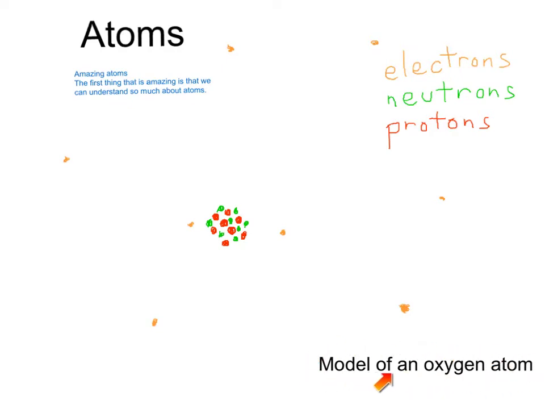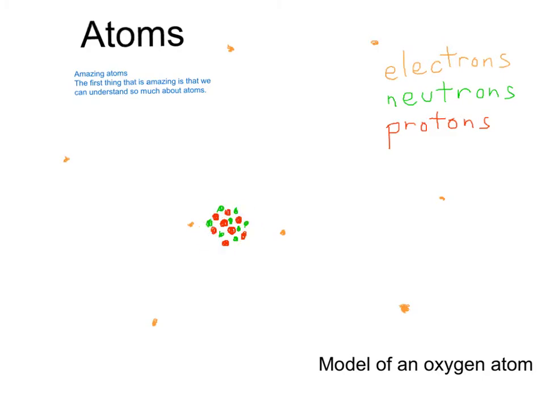So a model of an oxygen atom. And you can see I've tried to show that there are 3 different kinds of particles in the oxygen atom. So we have an orange one, a red one, and a green one. The orange ones are called electrons. The red ones are called protons. And the green ones are called neutrons. And what you will see is, where do you find the protons and the neutrons? Together in the middle.